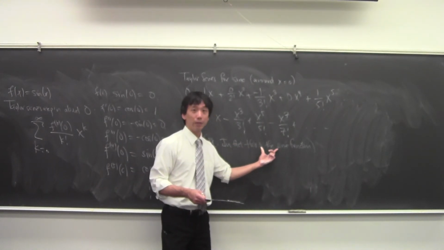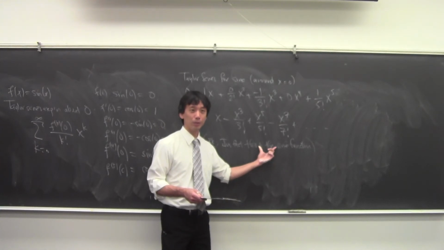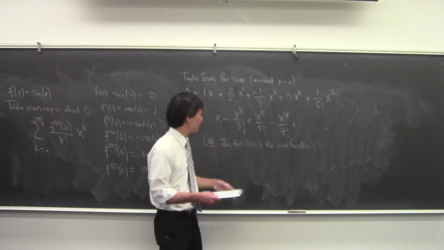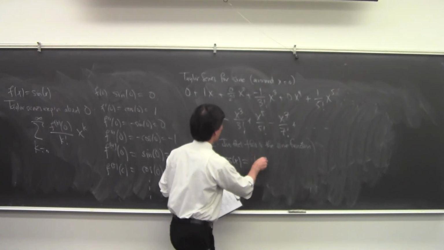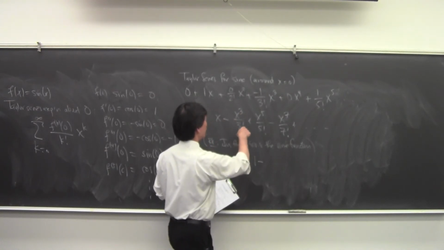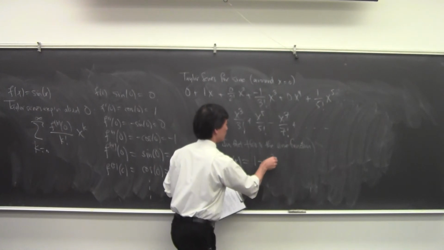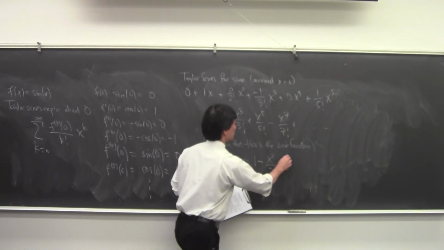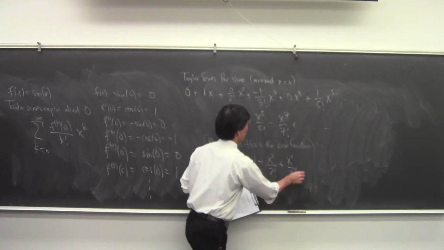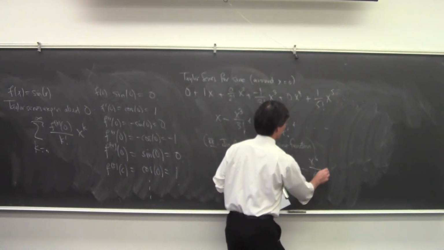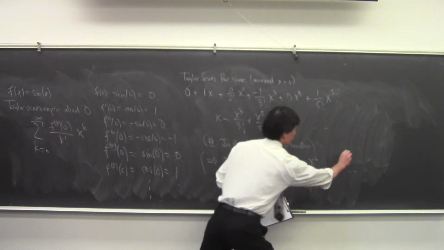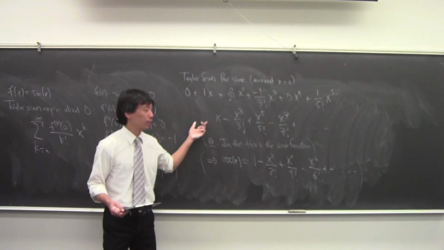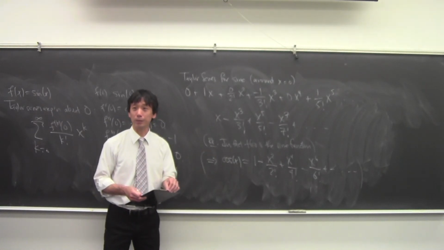If you know this is the sine function, then what's the cosine function's Taylor series? It's the derivative, right? So in fact, cosine is going to be 1 minus x squared over 2 factorial plus x to the 4th over 4 factorial minus x to the 6th over 6 factorial plus minus, etc. So if you know that this is the sine function, then you can get the Taylor series for the cosine function.